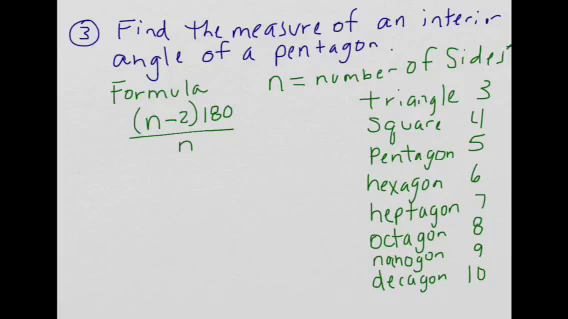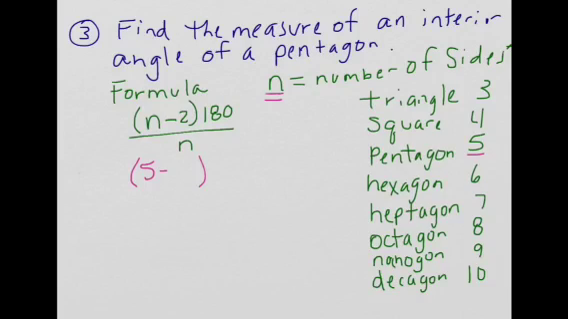negative 1. To find the measure of an interior angle of a pentagon, you're going to use the formula n minus 2 times 180 divided by n. And in this case, n is the number of sides of the figure. Now you may want to pause the video right now and copy down the names of the figures and the number of sides they have, if that would help you for your final exam. We're going to go ahead and do a pentagon, and a pentagon has 5 sides. So we're going to put it into our formula.